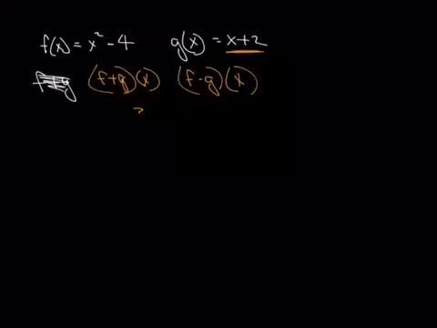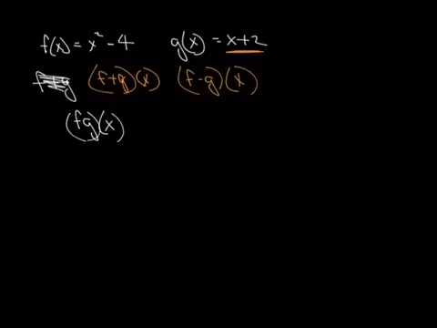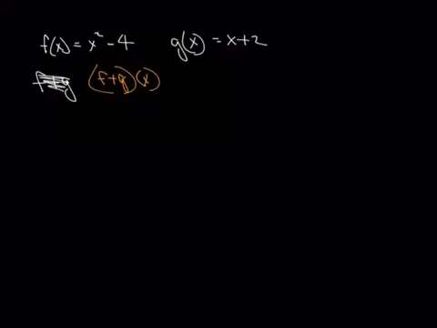D is they're wanting us to multiply. So we've got fg of x. And that gives us whatever f is times whatever g is. And you're going to use the FOIL method. And you're going to get x cubed plus 2x squared minus 4x minus 8. Alright, once you're done with that, then you are going to get division there.